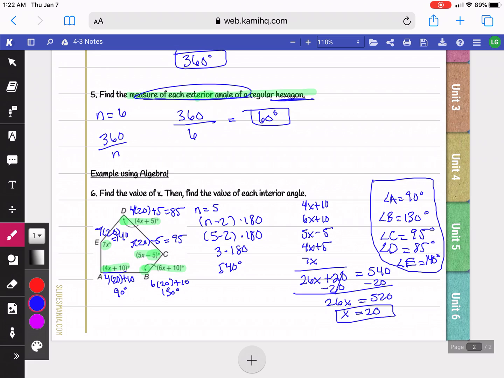So here the main thing we did is we saw that there were 5 sides. So we found the sum of the interior angles by doing n minus 2 times 180 and found that was 540. Then we added all the angles on the inside and combined like terms to get an expression, 26x plus 20. And since that's the sum of all the interior angles, we could set that equal to 540 degrees and solve for x. Once we got our answer for x, which was 20, we plugged that into all the individual angles to see what each angle in this figure was equal to.